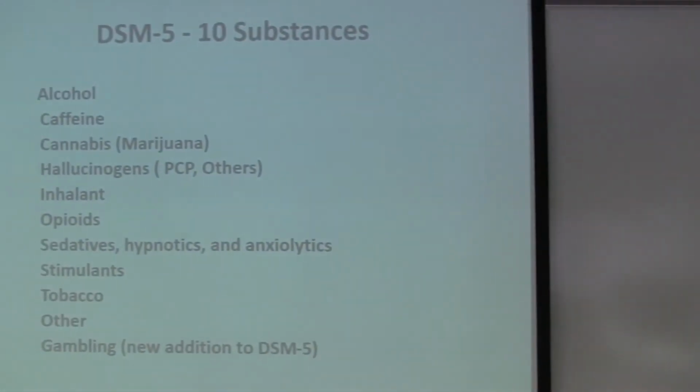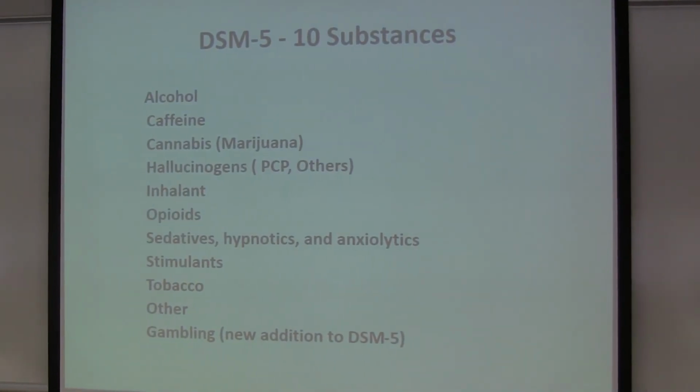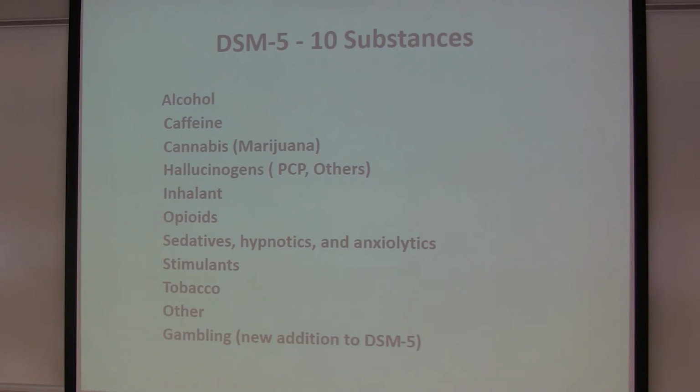According to DSM-5, there are 10 substances that are included in the chapter on substance-related disorders. They are alcohol, caffeine, marijuana or cannabis, hallucinogens, inhalants, opioids, sedatives, hypnotics, and anti-anxiety, anxiolytic drugs, stimulants, tobacco, and some other drugs, and also gambling. We know that gambling is now considered an addictive disorder, and it has been newly added to DSM-5.